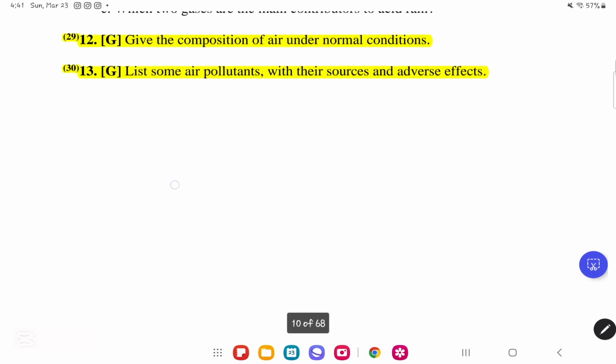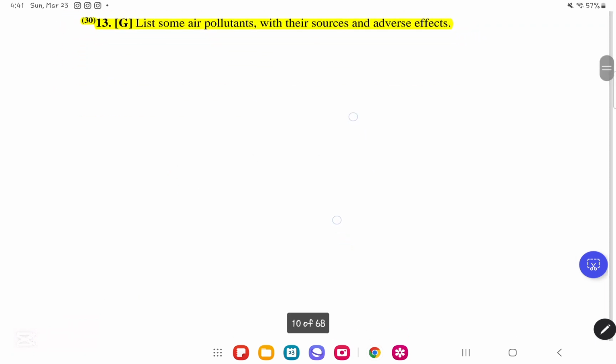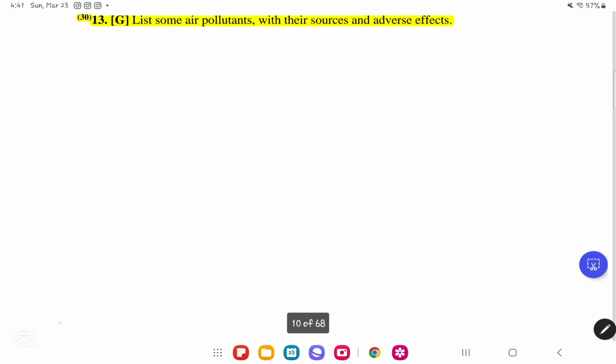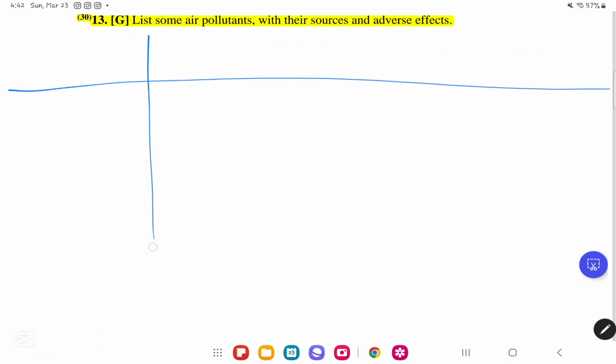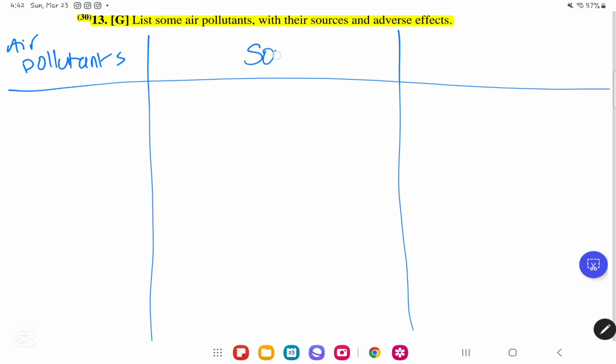Now, question number 13 is very important. They told us list some air pollutants with their sources and adverse effects. So, first thing we're gonna do is we are gonna make a table. We'll draw a line like this. All right, so here it is the air pollutants. Over here it is their source, and over here it is their adverse effects.